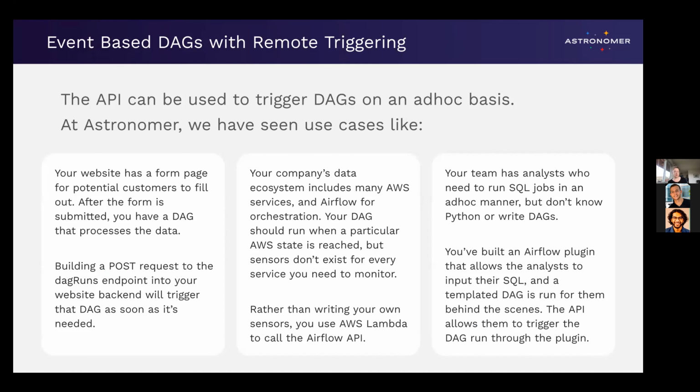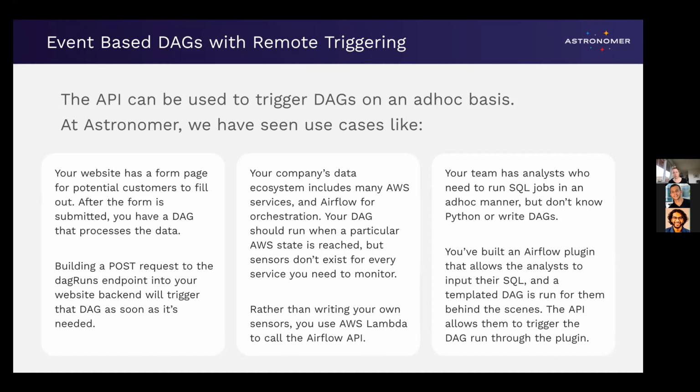And basically, triggering the DAG is a super simple concept from the API standpoint. But this is actually a really powerful concept that you can use the API to trigger DAGs on an ad hoc basis and make your DAGs more event-based. We've actually seen this quite a bit at Astronomer out in the community and with our customers. A couple of use cases that come to mind that are common that we've seen repeated for why people would want to do this are listed here.